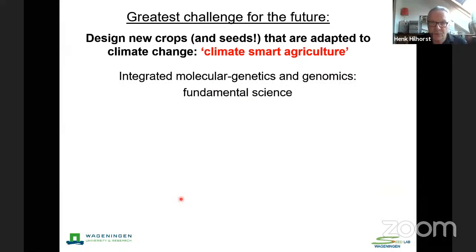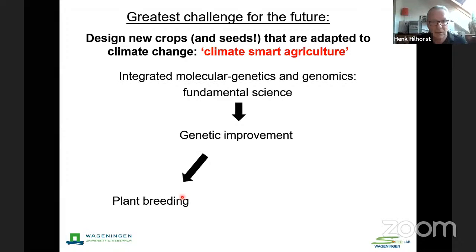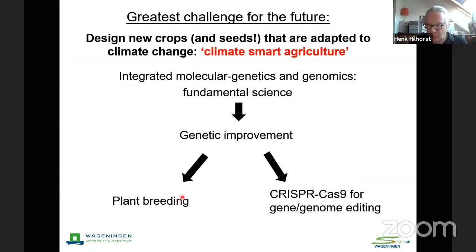So design new crops, as I have said. The basis is the integrated molecular genetics and genomics, so fundamental science for genetic improvement by either plant breeding, which is a slow process, or by genome editing, for instance by CRISPR-Cas9. And that is a quick process and a more precise process. But of course, if you want to use this gene and genome editing methodology, you need to know which genes you will have to edit. And for that, you need this fundamental science.